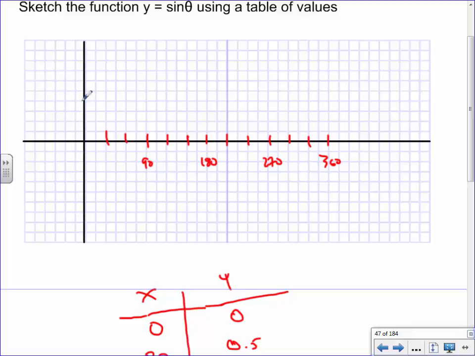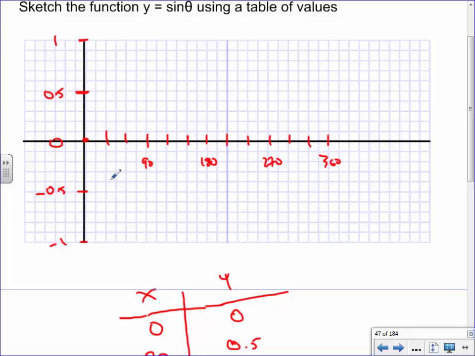And why don't I make this be 0? I'll make that be 0.5. I'll make that be 1. Make that be negative 0.5 and negative 1. So for Jessica and Michael, this is your basic oscillating wave kind of curve that we've been learning about in physics as well, right? So watch what happens when I plot it.